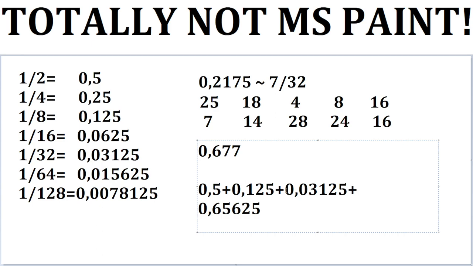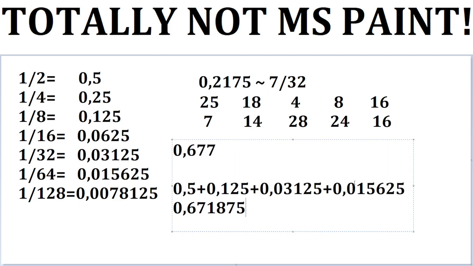Next, well, a 64th. That's still small enough. 0.015625. Getting a bit long here. So adding our 15625, 56 plus 15, that should be 71. And 25 plus 625, well, that is just 875. And yeah, now I'm running out of space. Let's go a bit closer to here.